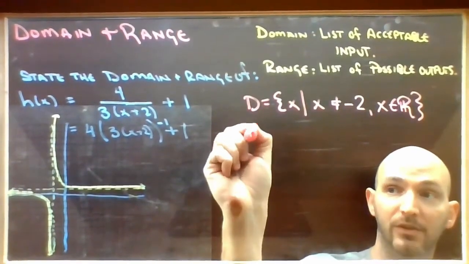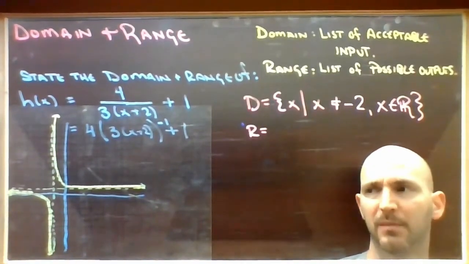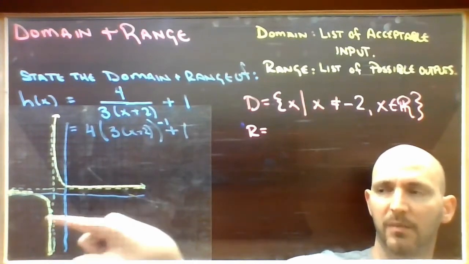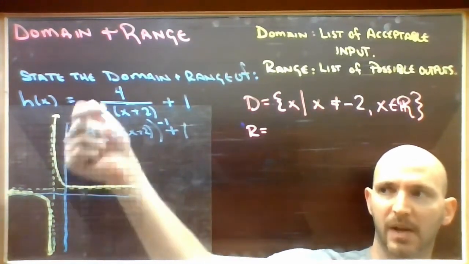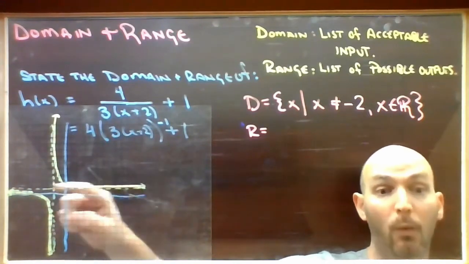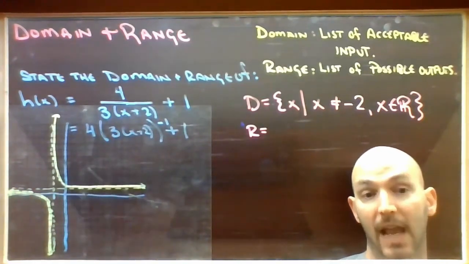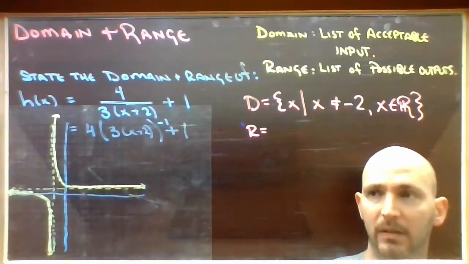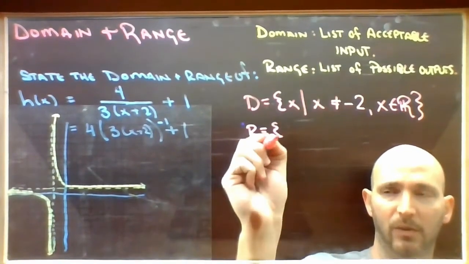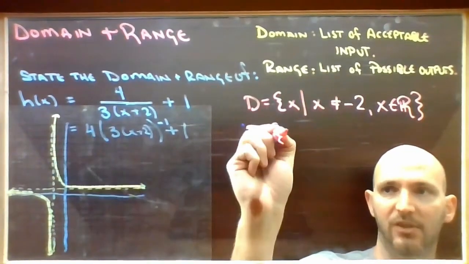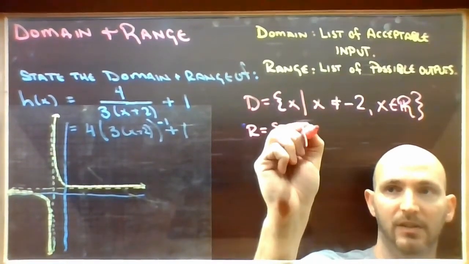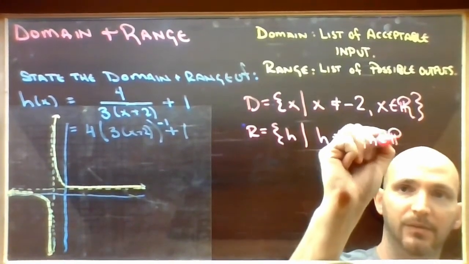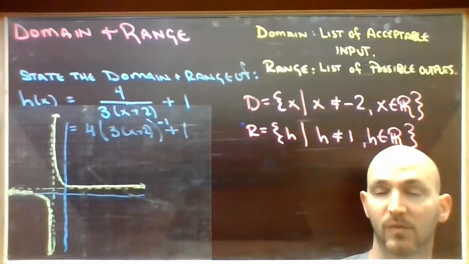Now, when I go to do range, the range is going to look very similar. Right? If you look up and down on this thing, if I travel up here, it's over on my left, then it's over on my right. But at this particular value, at 1, there's an asymptote. And so this function never actually touches a y value of 1. So the range statement would be a set of h's such that those h's are never 1, but they can be any other real number. So there you go.